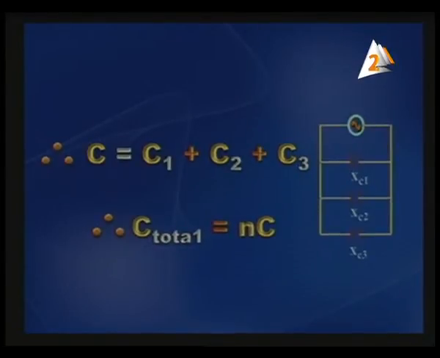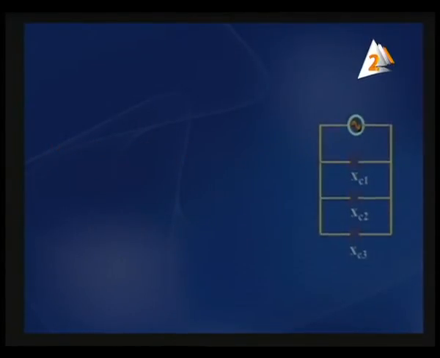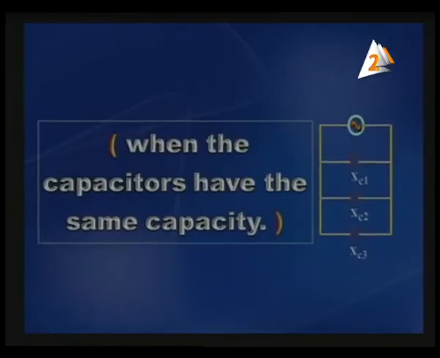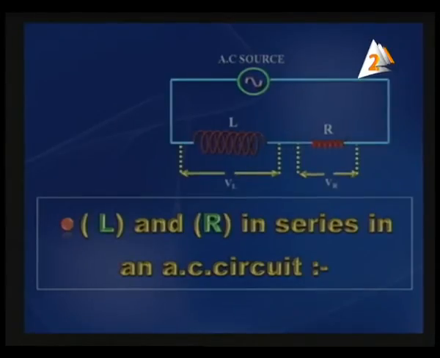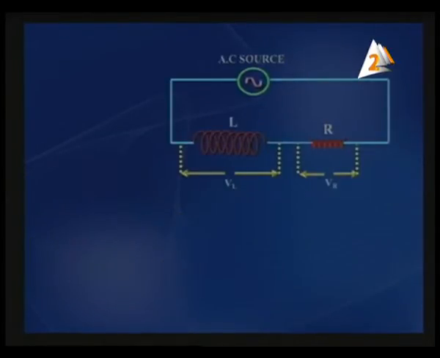So total capacitance is equal to NC if each one of them has the same value, when the capacitors have the same capacity. And now talking about another AC circuit, L and R. L is the inductance, pure inductance, and R is an ohmic resistor in series in an AC circuit.